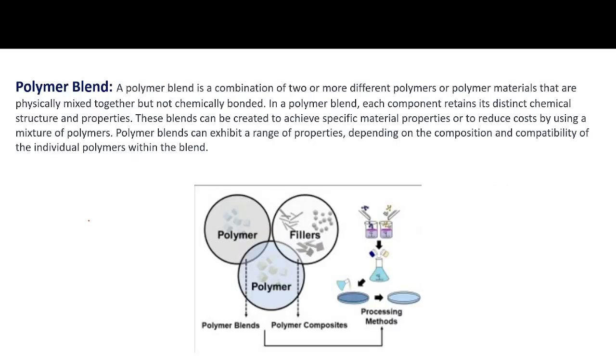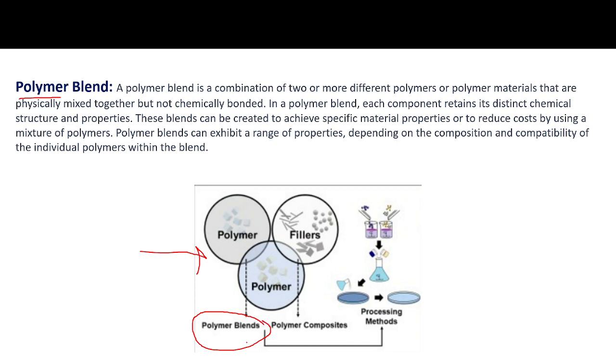So now I will talk about polymer blends and polymer composites. A polymer blend is a combination of two polymers. When you mix two polymers, they are mixed by physical mixing, not chemical mixing. When these two polymers are physically mixed, we get the polymer blend.